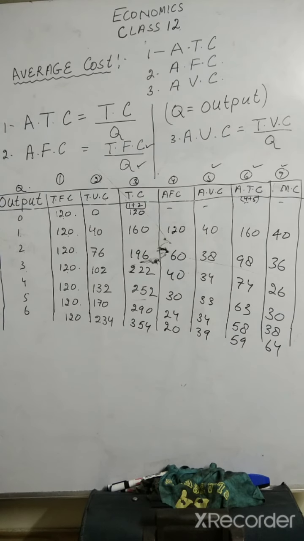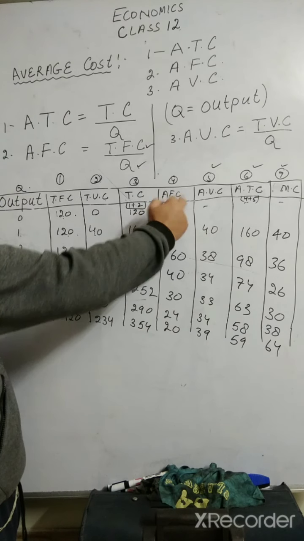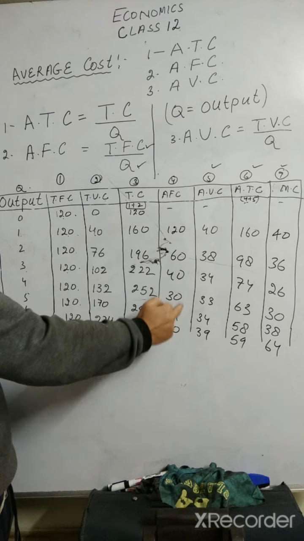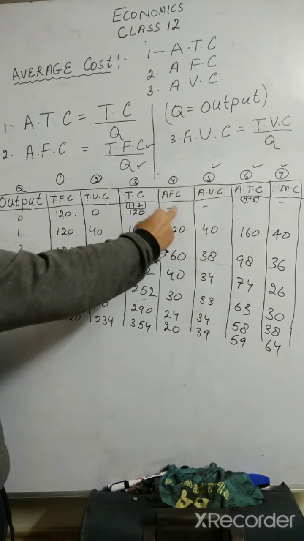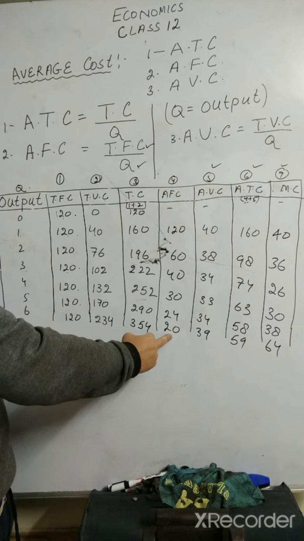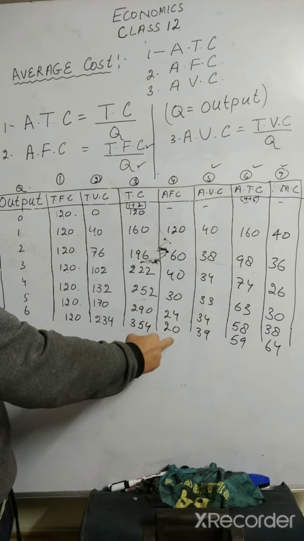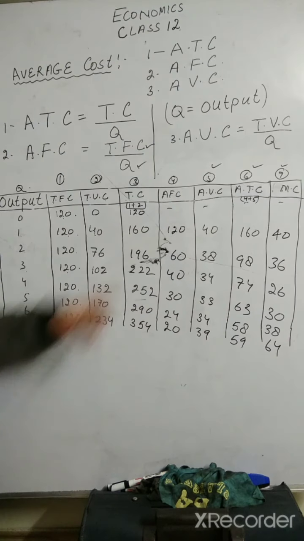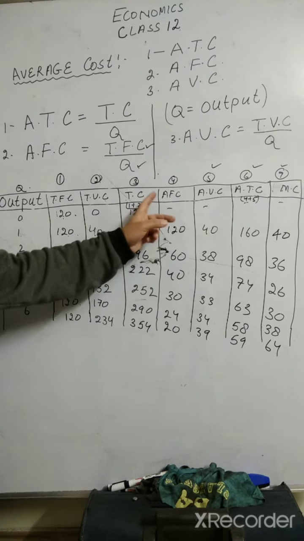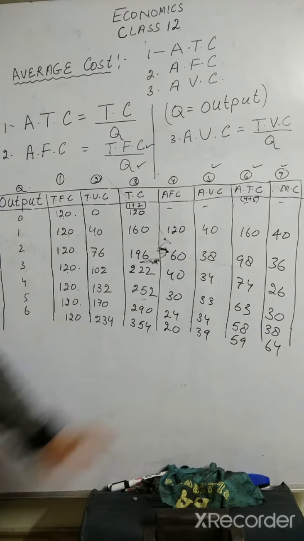Now, if you see the pattern here for average variable cost, average total cost and average fixed cost. Here if you see, this average fixed cost keeps decreasing. With increase in output, average fixed cost keeps decreasing. And it can never be 0. Average fixed cost can never be 0. Why? Because fixed cost can never be 0. Therefore, average fixed cost can never be 0.